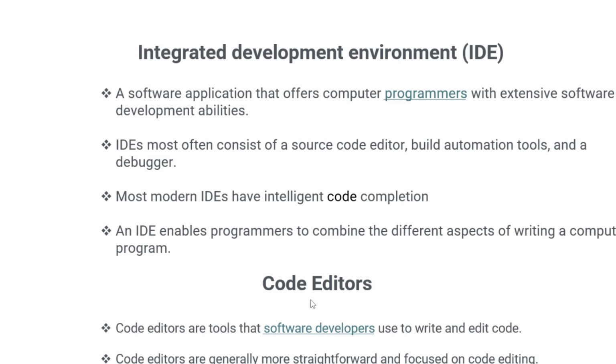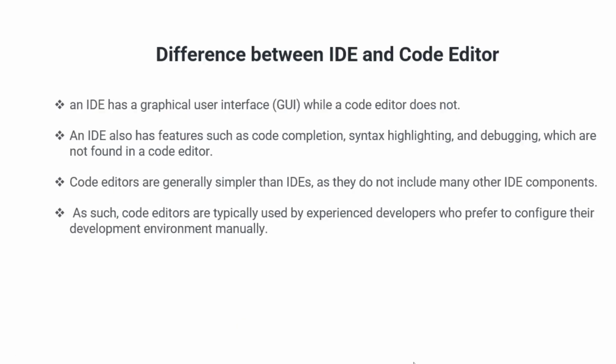On the other hand, a code editor is a simplified version, and it contains only tools to write and edit the code. Code editors are tools that software developers use to write and edit code. Code editors are generally more straightforward and focus on code editing.